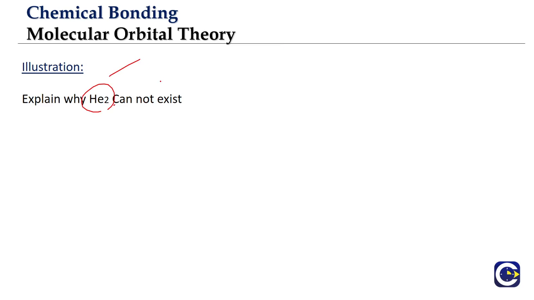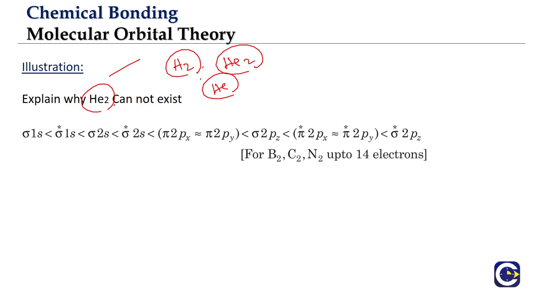Why can diatomic helium not exist? We'll see that H2 will exist, but He2 cannot exist. Helium only exists as a monoatomic gas. We'll see why it cannot exist as He2. We can answer this by using the molecular orbital theory concept. Look at the energy level representation of the molecular orbitals up to 14 electrons.